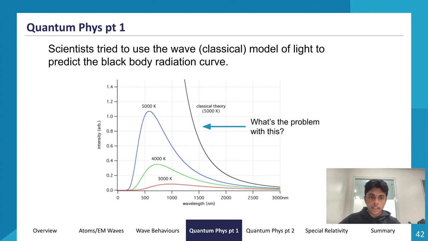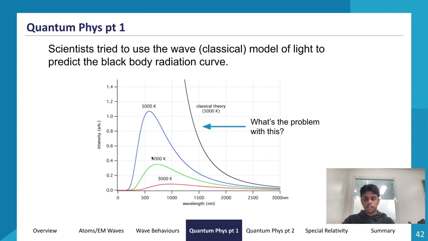So scientists tried to use the wave model to predict the blackbody radiation curve, right? And this is what the classical theory or wave model predicted. They predicted that as the wavelength decreased, the amount of energy, the frequency, would keep increasing. Light has a fixed speed, so light of close to zero wavelength would have close to infinite frequency. So it would keep increasing to infinity.